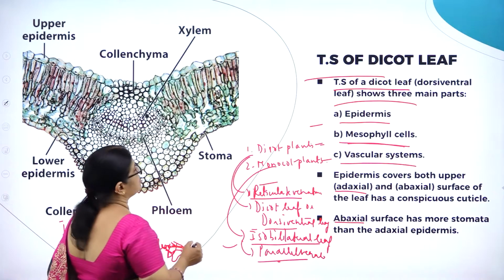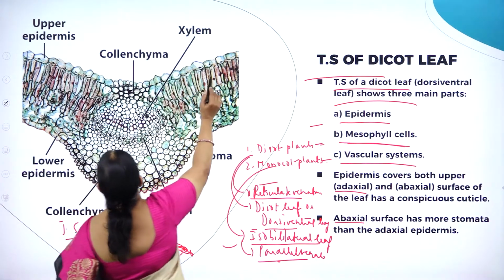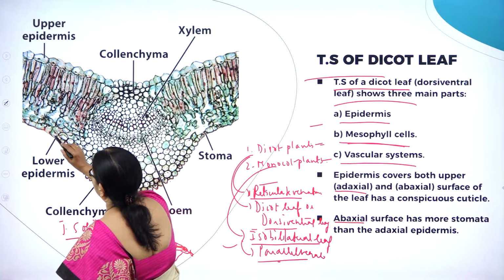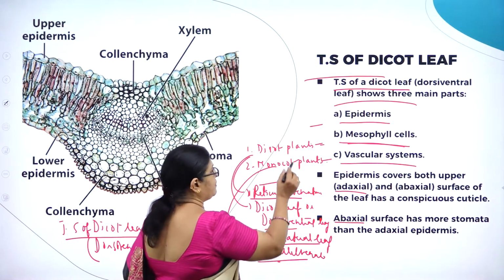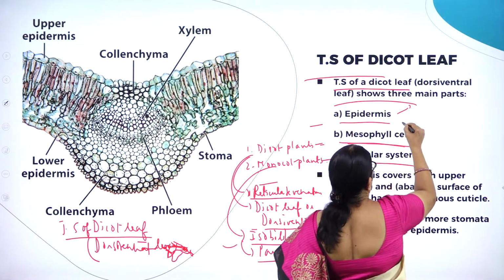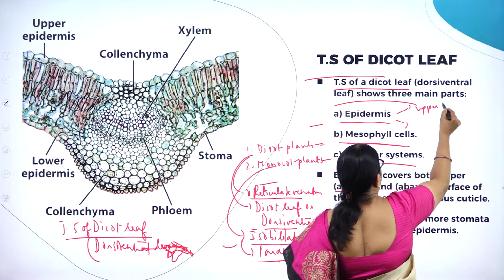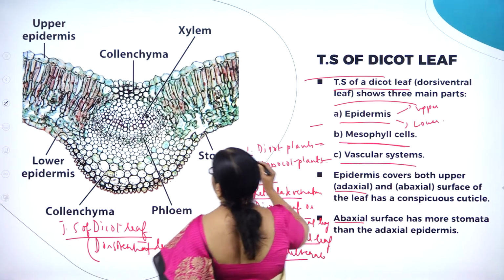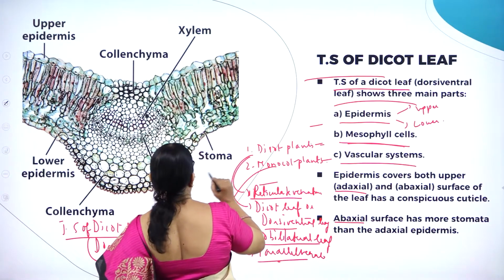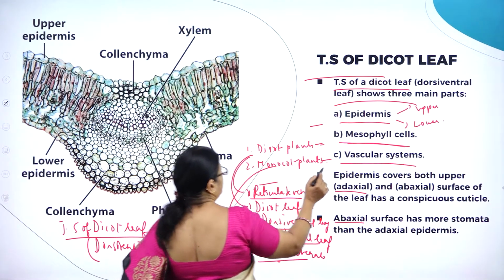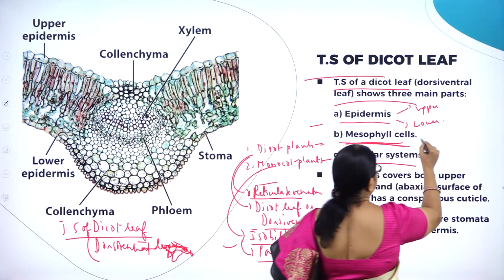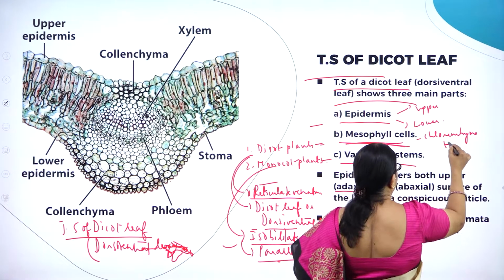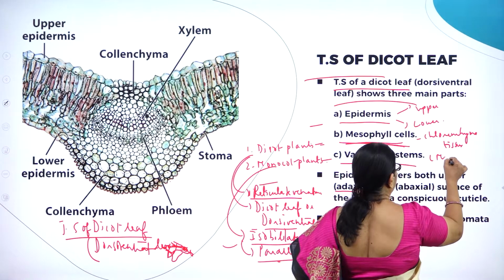So what are the parts you come across? First one is epidermis. Here you can see upper epidermis and lower epidermis. Here epidermis is divided into two, one is called upper epidermis and the other one is called lower epidermis. Next, this middle part is called the mesophyll, which is having a tissue called chlorenchyma tissue, which is a modified parenchyma tissue.